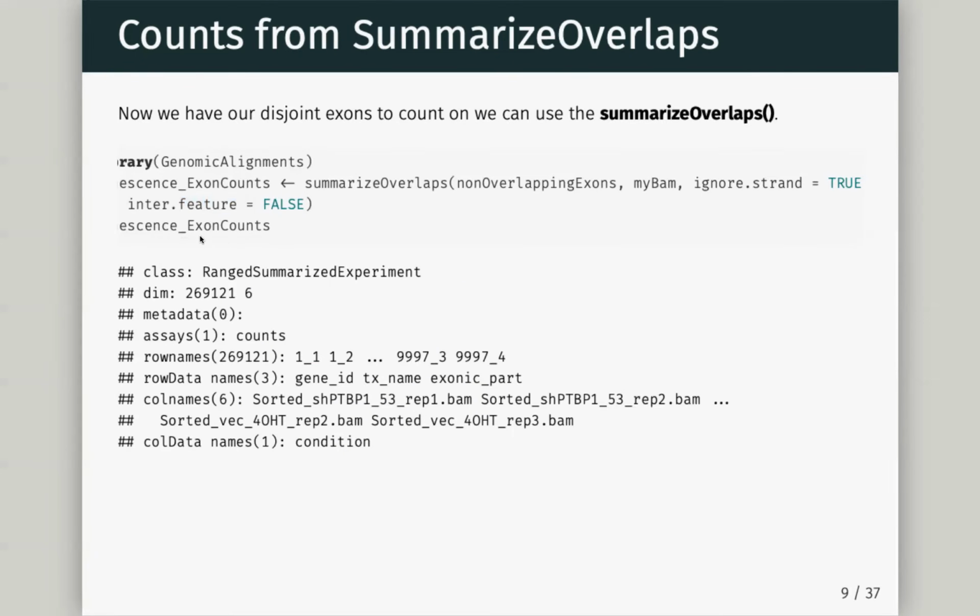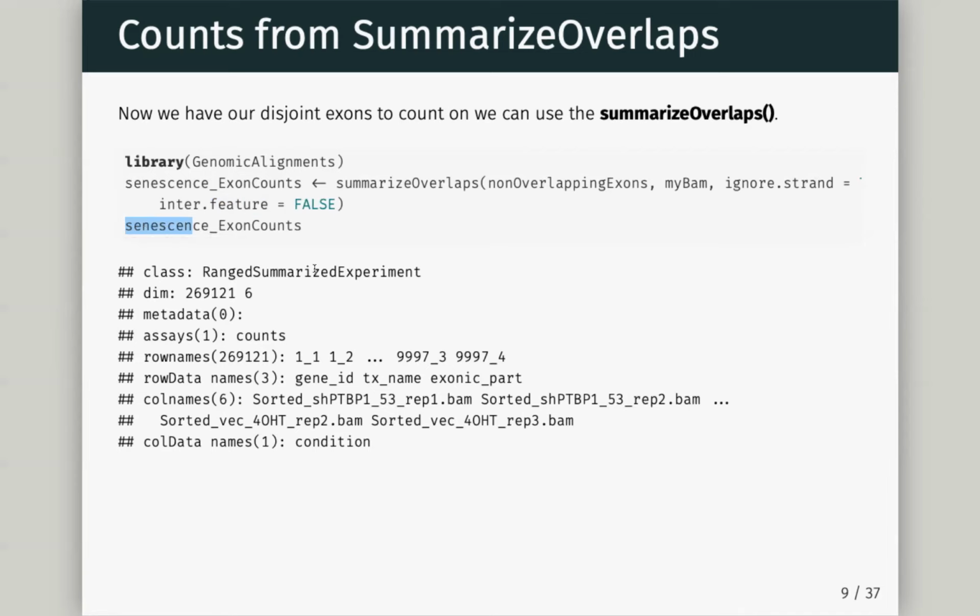So once we run that, we're going to end up with, hopefully, an object we recognize, a RangedSummarizedExperiment object. A RangedSummarizedExperiment object is basically a complex matrix. It's got the matrix of counts in the assay, but it additionally has row data, which will be the GRanges we counted over. That's the ranged part of the SummarizedExperiment. And it also has this colData. ColData would be things like the condition.